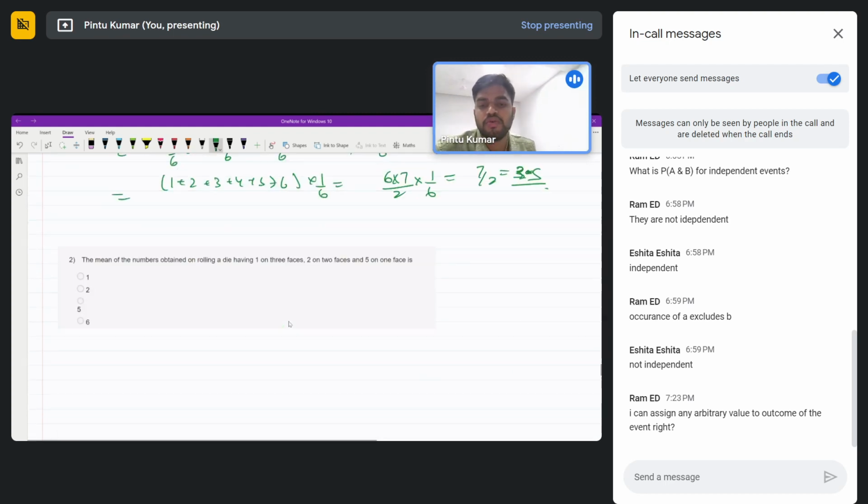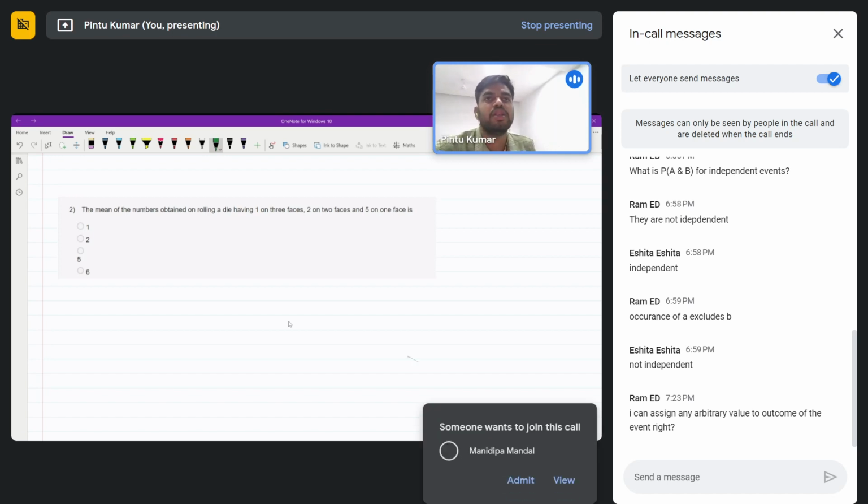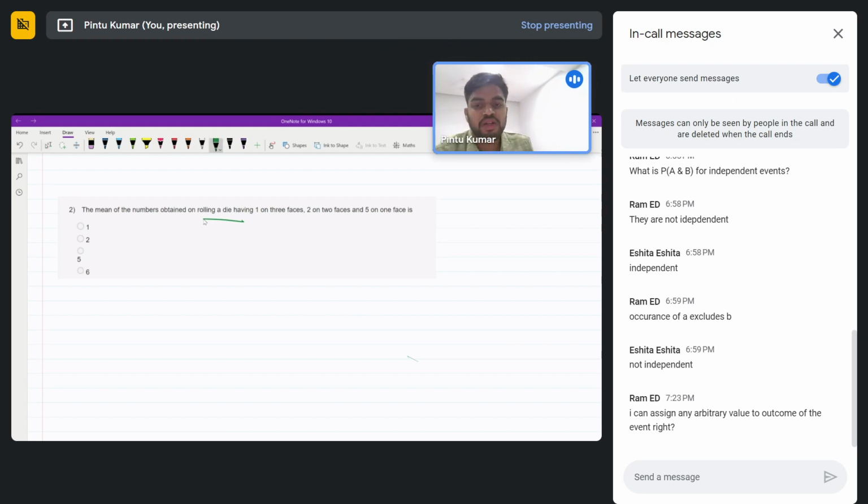Okay. So here is another question. I'll give you 2-3 minutes. You attempt this question, then I'll solve it. So again, you roll a die, but this die is not the same as your earlier die. On a regular die, you have 1, 2, 3, 4, 5, 6 written on it. But in this die, you have 1 written on 3 faces, 2 written on 2 faces, and 5 written on the last one. You have been asked to find the expected value of this random variable when you roll the die. I'll give you time till 7:39. Please solve this question.